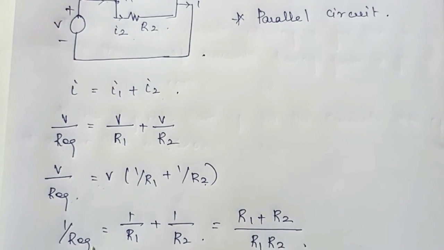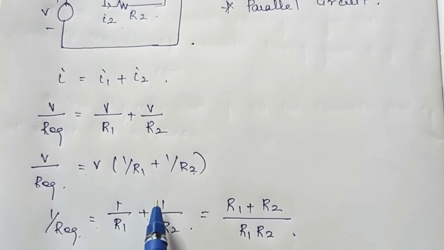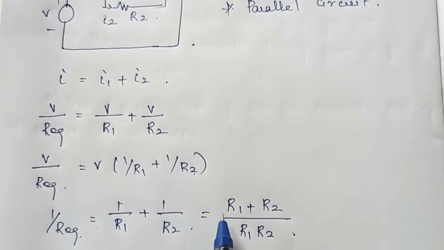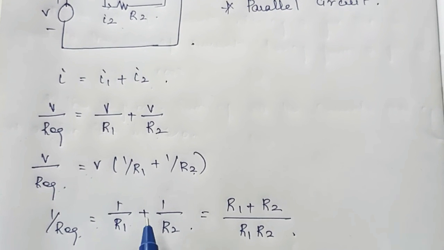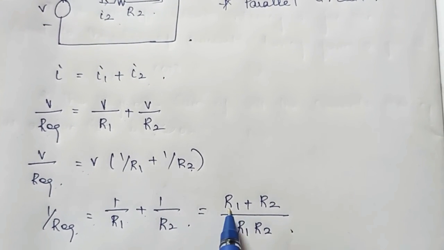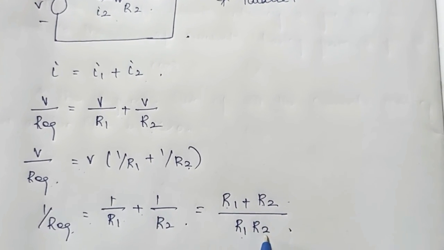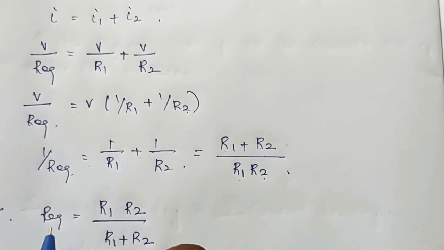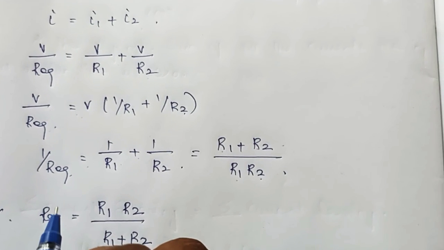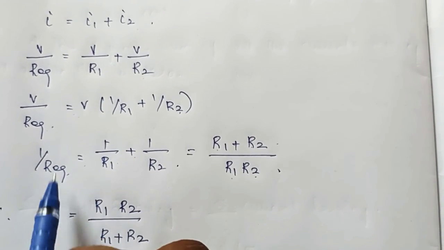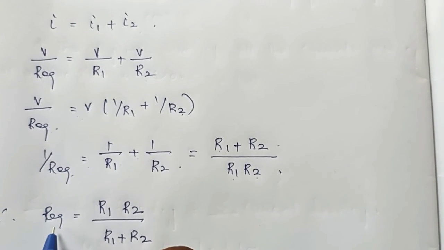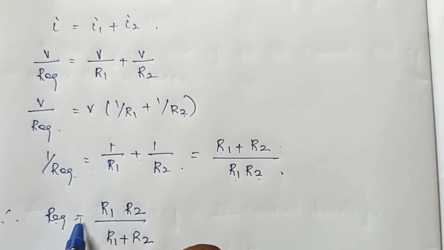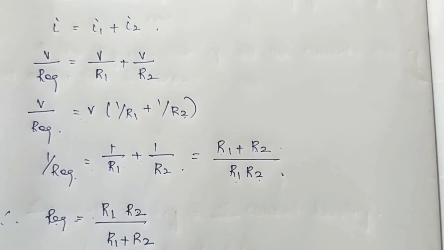Therefore 1 divided by R equivalent is equal to 1 by R1 plus 1 by R2. Now take the LCM: 1 by R1 plus 1 by R2 is equal to R1 plus R2 by R1 into R2. Now what is the equivalent resistance? Take the reciprocal, and once you take the reciprocal you will get the equivalent resistance. Therefore R equivalent equals R1 R2 by R1 plus R2.